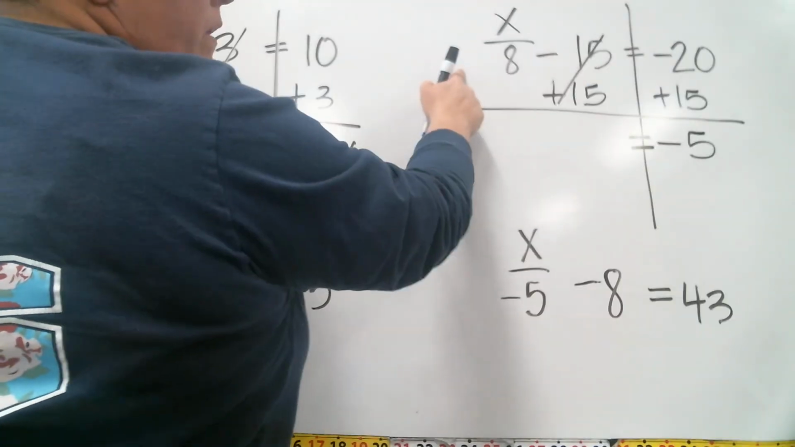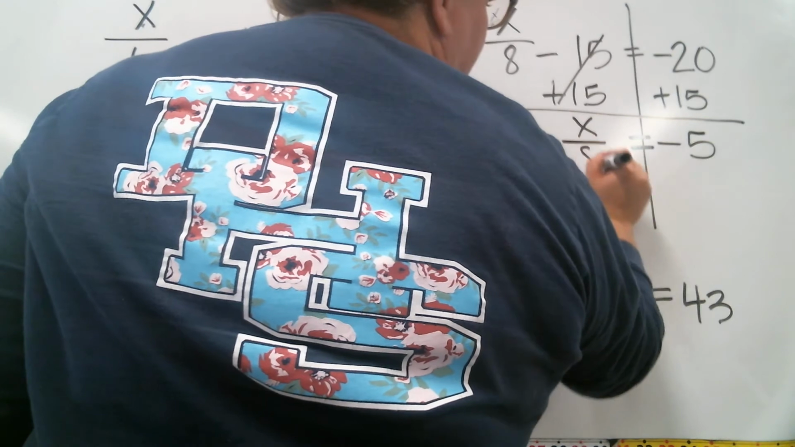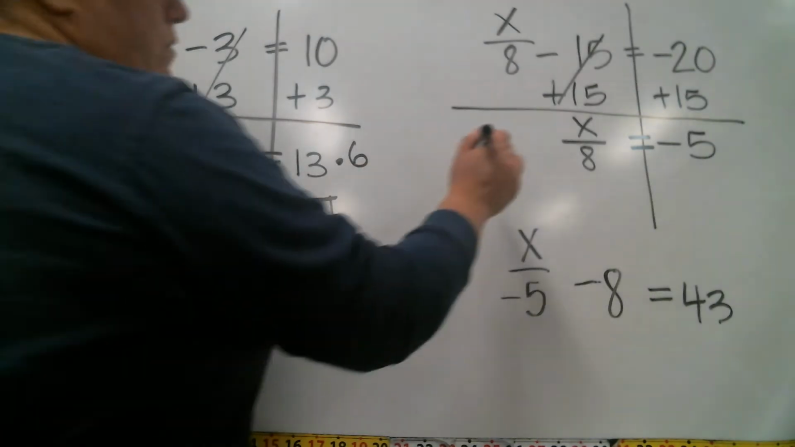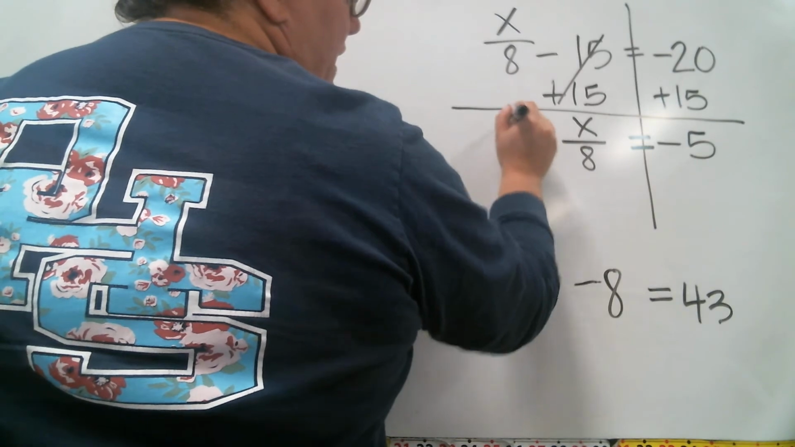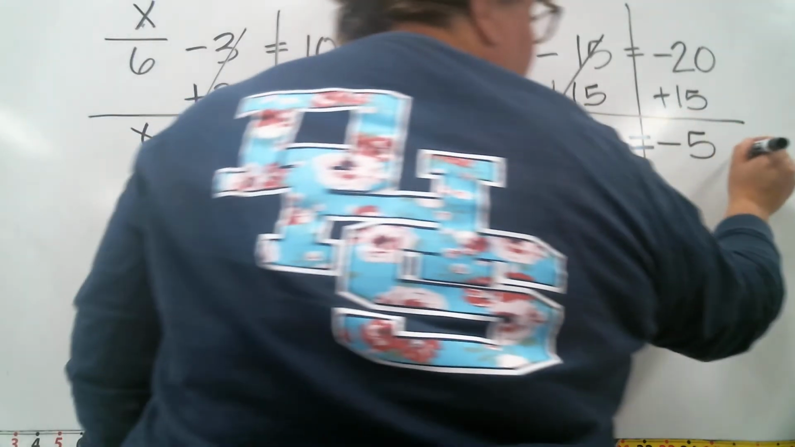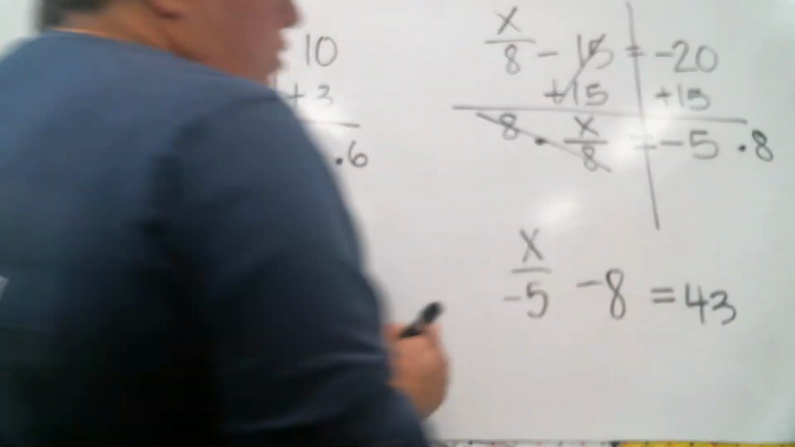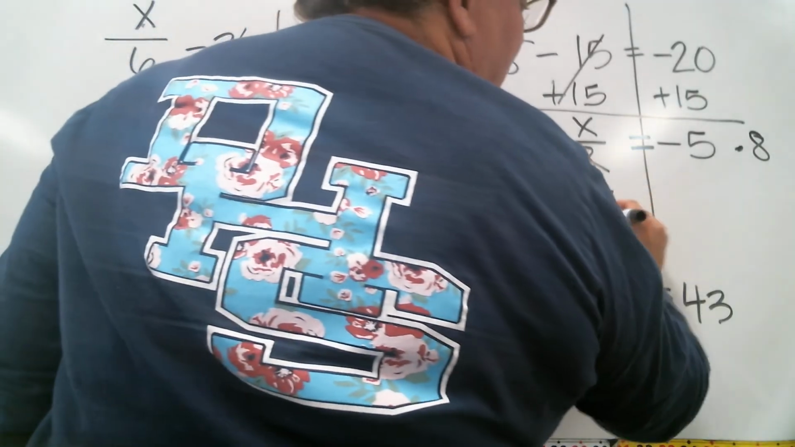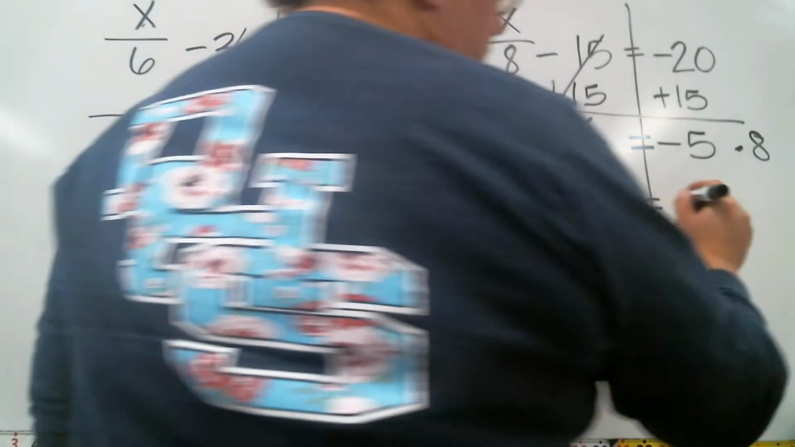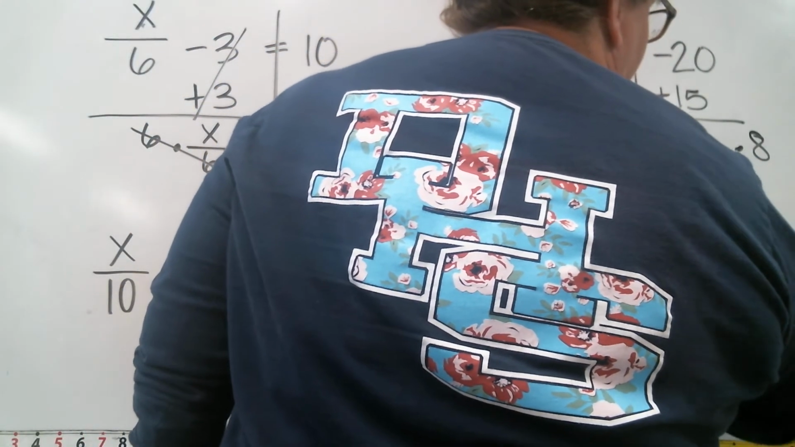And then over here, I'm rewriting what I still have that I have not undone yet, which is x divided by 8. So in order to undo divided by 8, I have to multiply times 8. So I'm going to multiply times 8 here to get those 8s to cancel out. But then I have to come over here and multiply times 8. So what I'm left with is x equals, and negative 5 times positive 8 is negative 40. So I'm left with x equals negative 40.